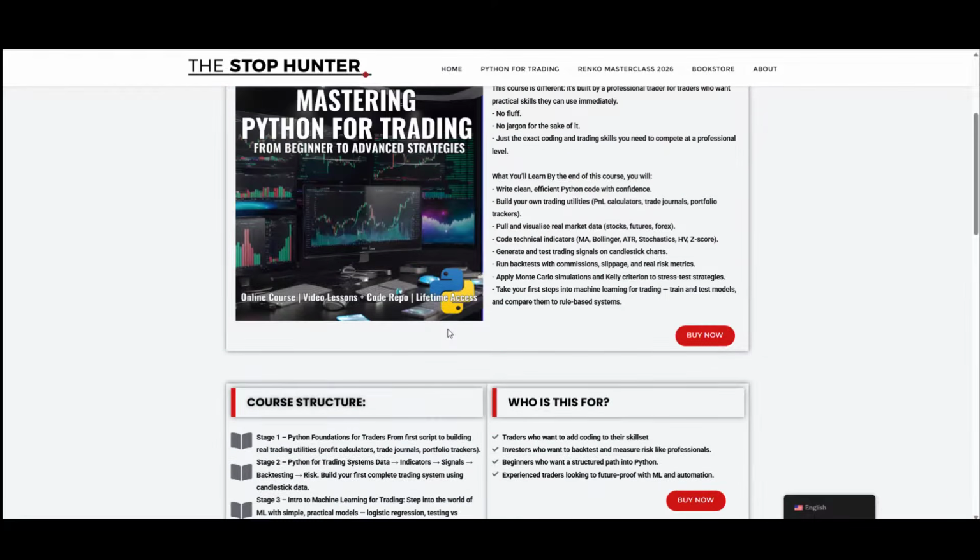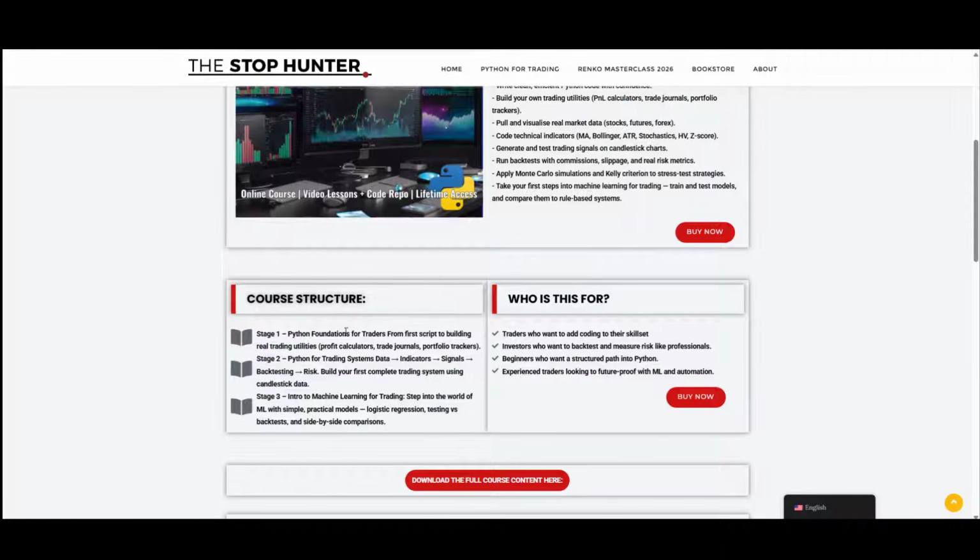So what's the course all about? Well, I've split it into 3 parts. Python Foundations, for those who know absolutely nothing about Python coding, going to take you from zero to hero there, with some really specific projects and coding to do to bring you up to speed really quickly. Then move you into stage 2, which is the real nuts and bolts, the Python for Trading: systems, data, indicators, signals, backtesting, risks, building your own trading system. And then finally stage 3, machine learning for trading, an intro there with some practical models, examples for you to have a look at.